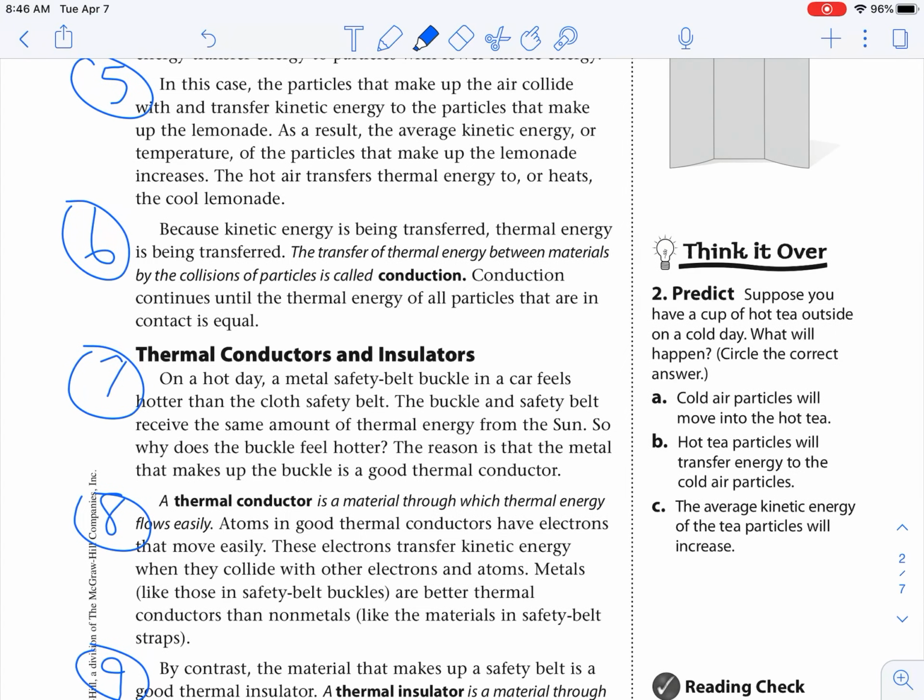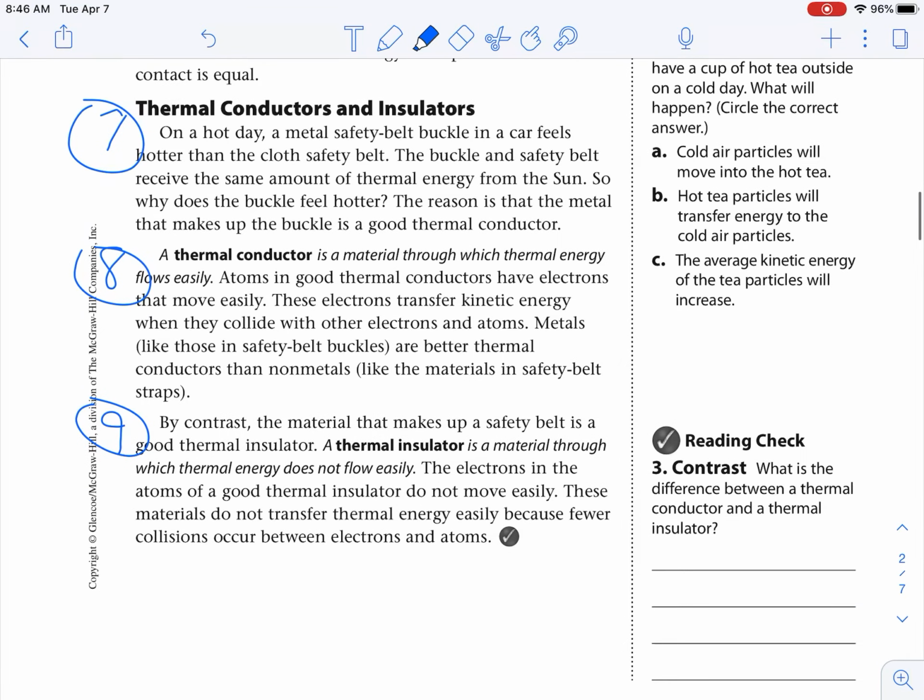The next one is number 2. It says, think it over. Predict. Suppose you have a cup of hot tea outside on a cold day. What will happen? Circle the correct answer. You have to think about, if this hot tea was just sitting outside, what do you think would happen to the particles in the tea? Look at your options and think carefully about that one.